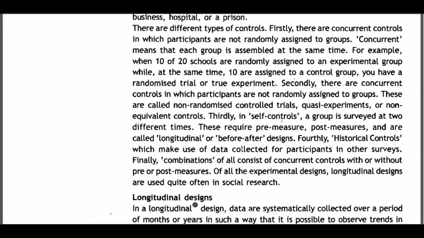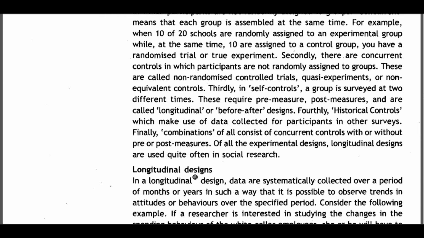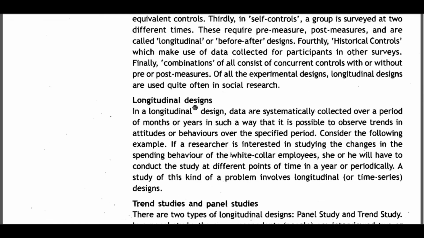Thirdly, in self-controls, a group is surveyed 2 different times. These require pre-measures and post-measures, and are called longitudinal or before-after designs. Fourthly, historical controls, which make use of data collected for participants in other surveys. Finally, combinations of historical and concurrent controls, with or without pre or post measures. Of all the experimental designs, longitudinal designs are used quite often in social research.